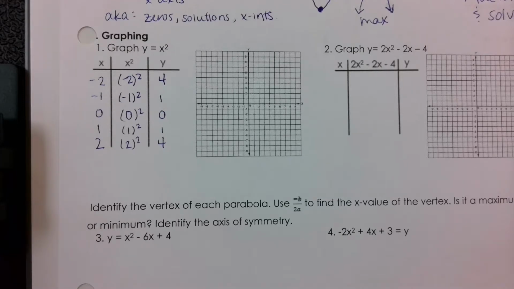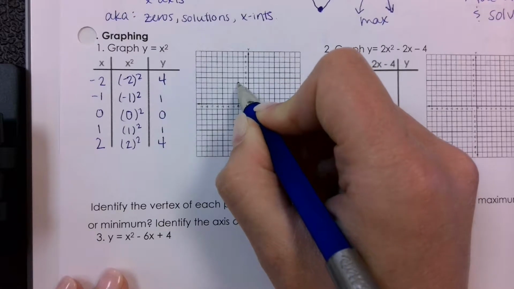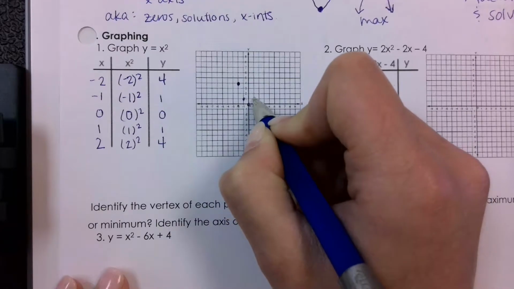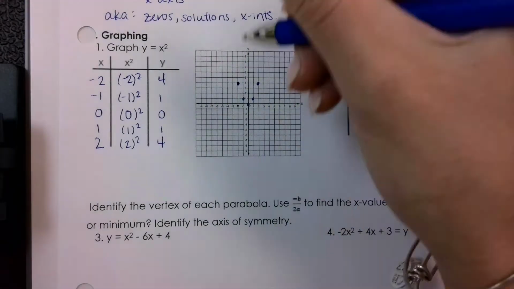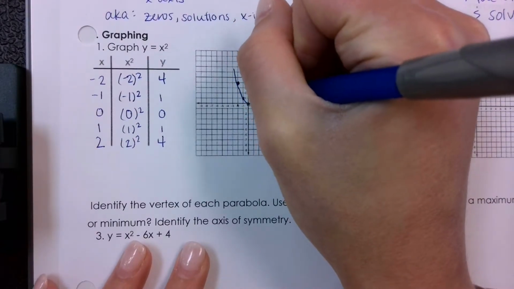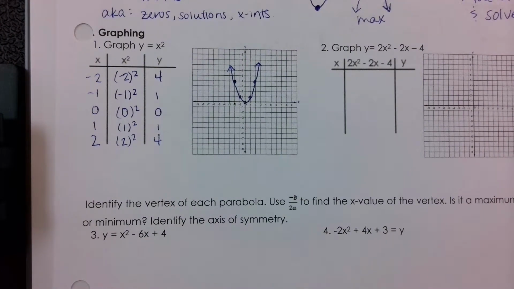All right, so let's plot these points. We've got the point -2, 4, so we'll get that going. And -1, 1, 0, 0, 1, 1, and 2, 4. And we'll connect our dots there. And we've got our little graph going on. So we've got that U shape, which is what we should be doing. So it's a U, not a V. When you're connecting those dots, try to curve it out a little bit so that it's not pointy but more rounded.